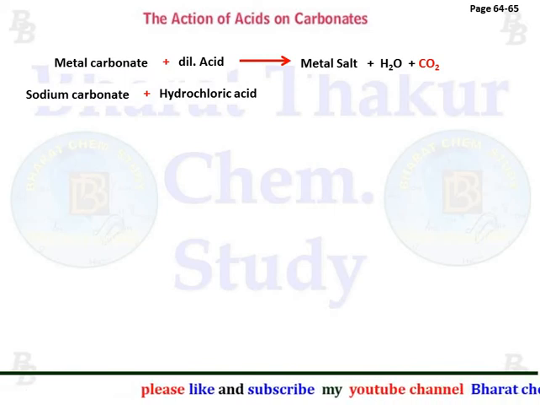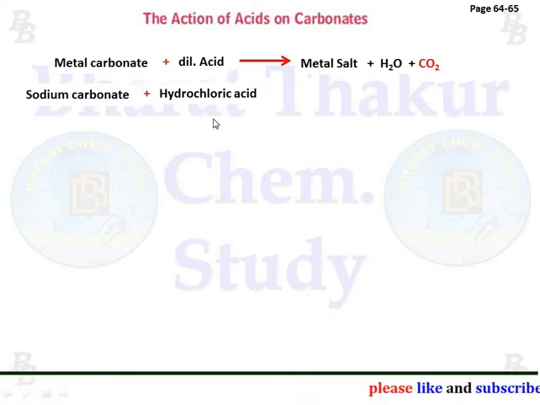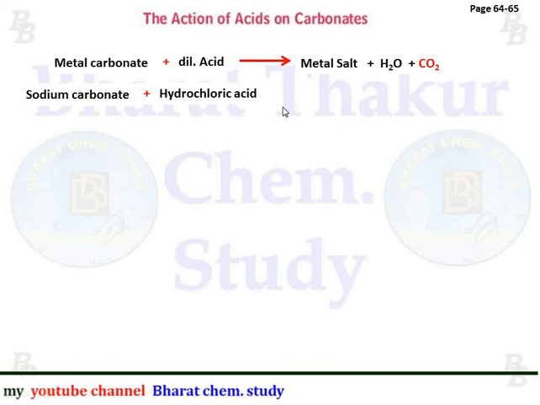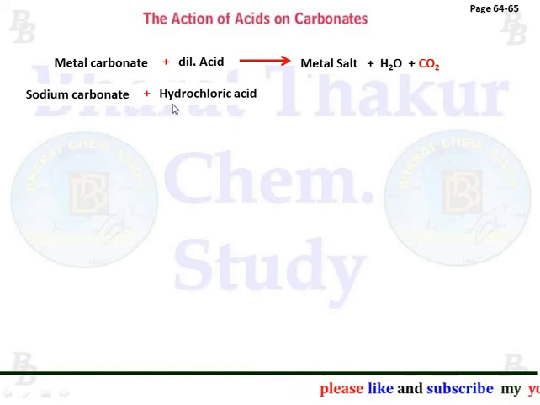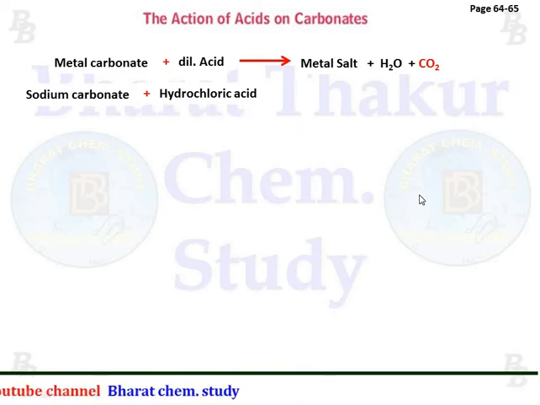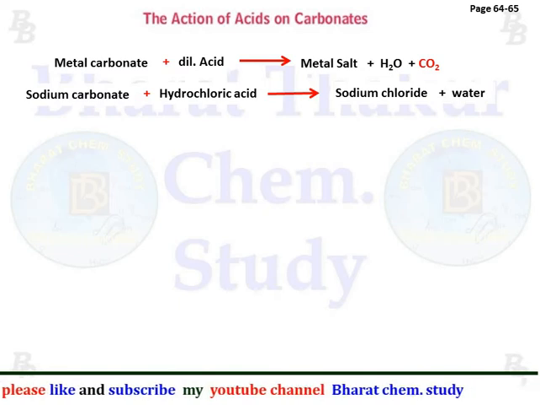Students, remember that the salt formed must contain the metal atom, and from the acid part, the negative part. In HCl, or hydrochloric acid, the negative part is chloride. So the salt is formed from the metal of the metal carbonate and the negative part of the acid, chloride. So the salt formed is sodium chloride, plus water, and it produces carbon dioxide gas.